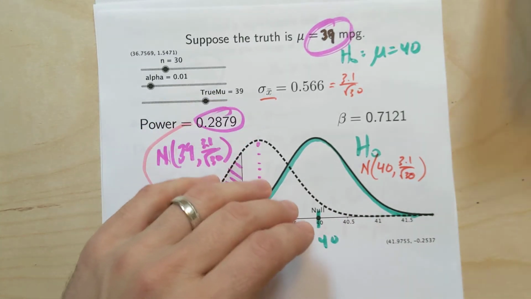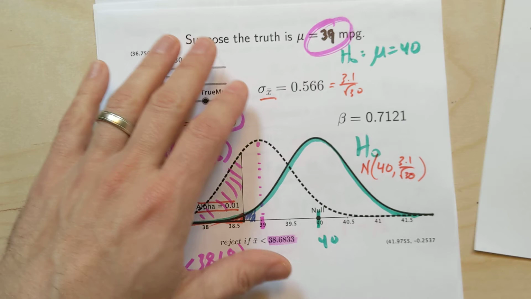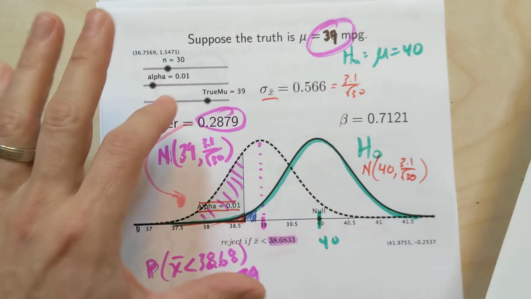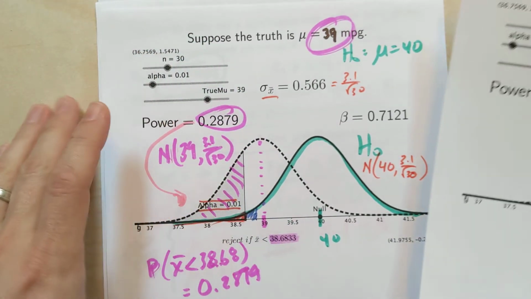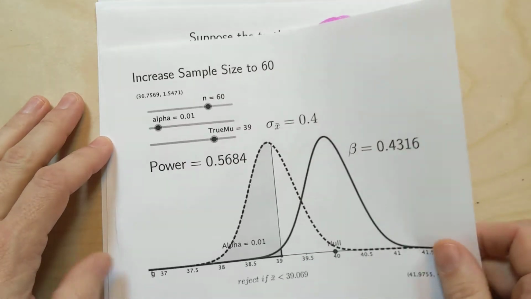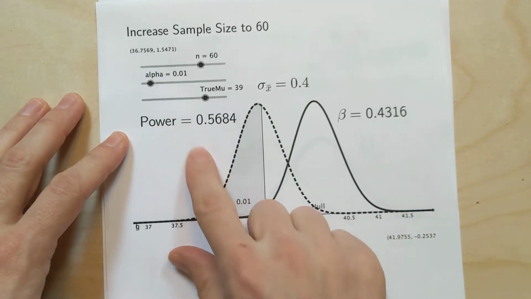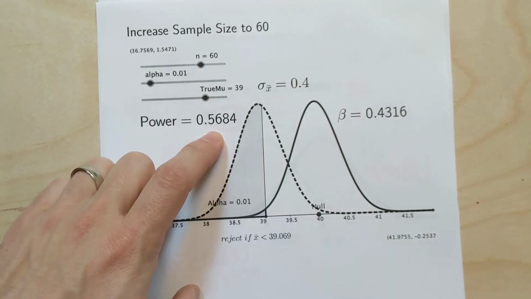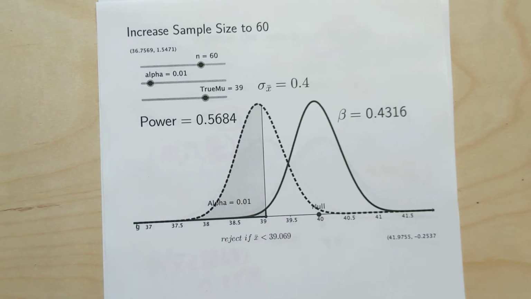So let's say we played with some of those things. The first thing let's play with, let's just say we took more data and we simply had a larger sample size. Now, the power of the test is going to go up to, as you'll see here, 56.84. Why did the power of the test go up?